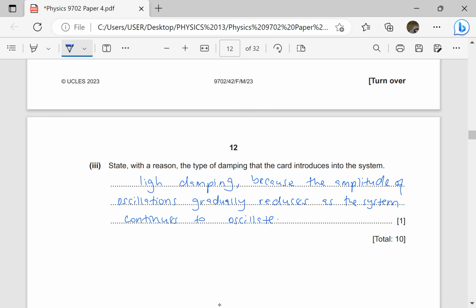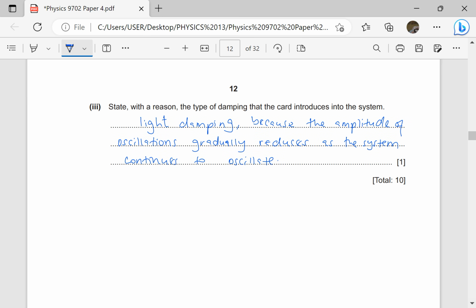So in practice, when a card is attached on the mass and then displaced again, of course the amplitude is going to gradually decrease. So this is light damping because the amplitude of oscillations gradually reduces as the system continues to oscillate. So it will continue oscillating but with a decreasing amplitude until it becomes zero. So that's light damping.